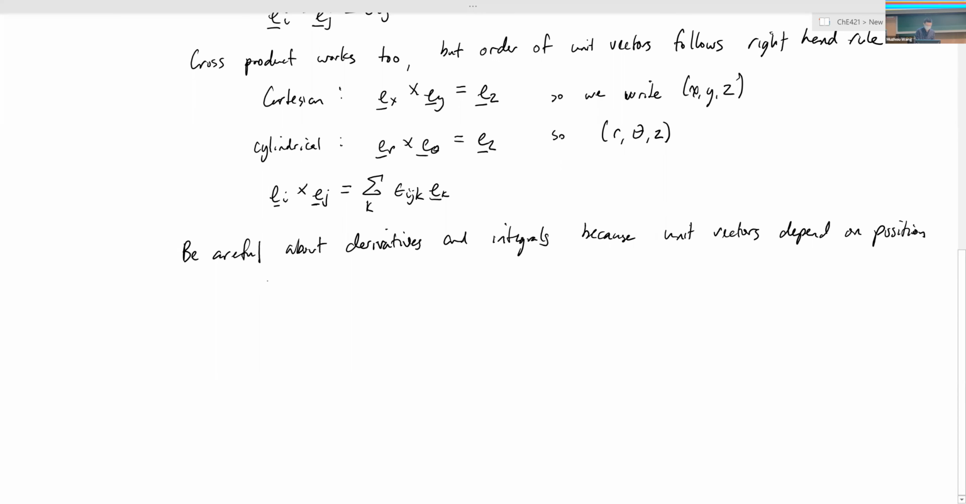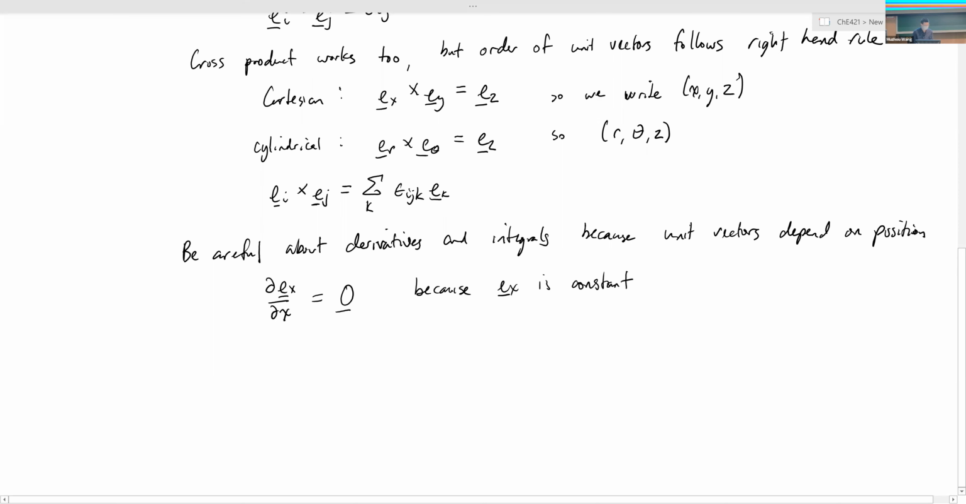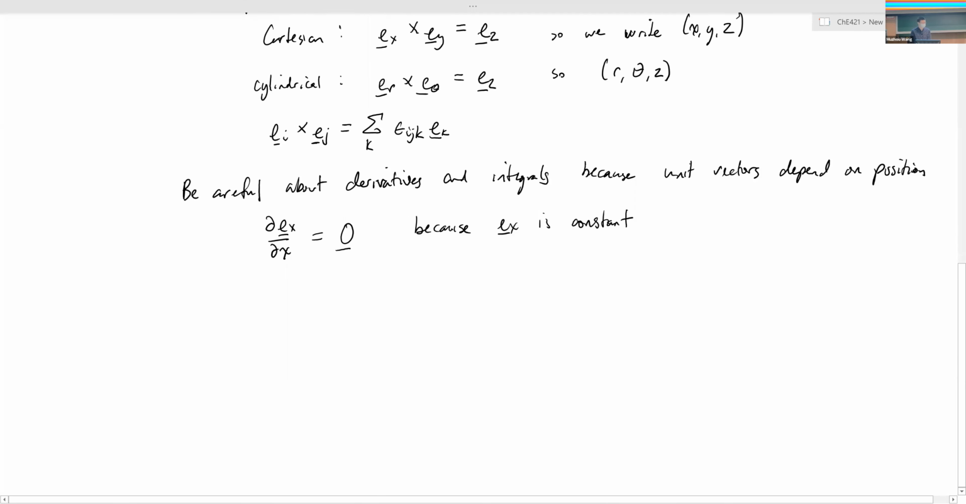So in Cartesian coordinates, you would almost never write dEx/dx, because that doesn't even mean anything, since Ex is just always constant. It doesn't matter where you are. And so this is just equal to 0, because Ex is constant. But that's not true when we're dealing with cylindrical coordinates.